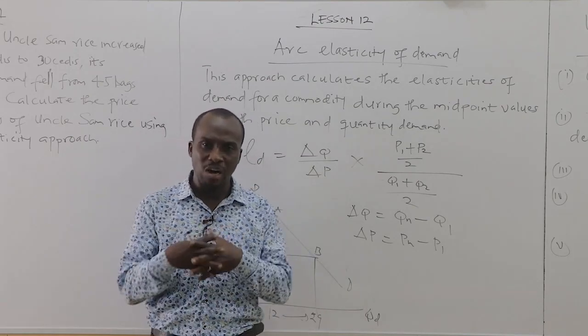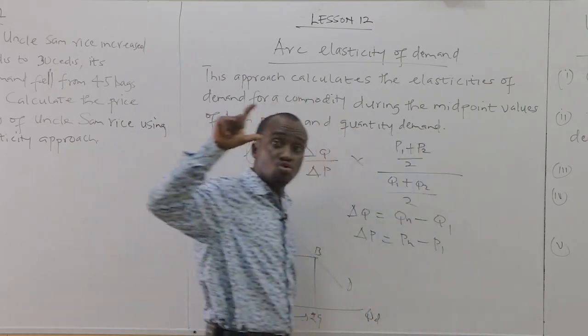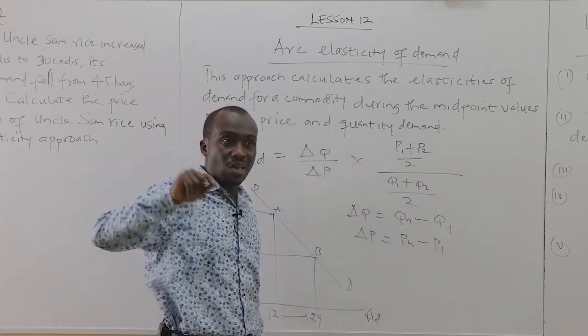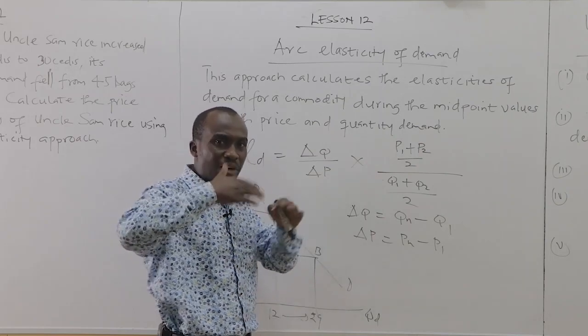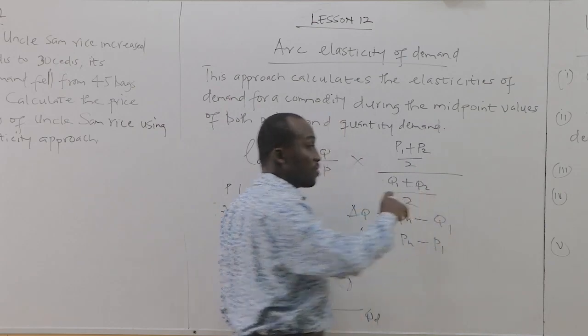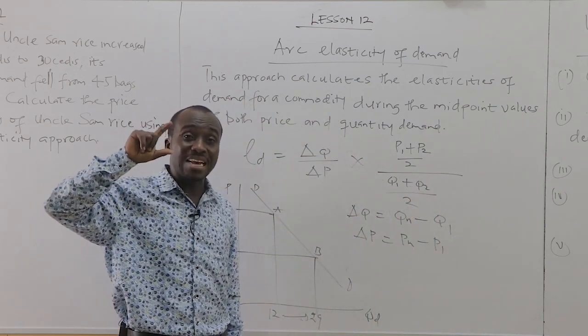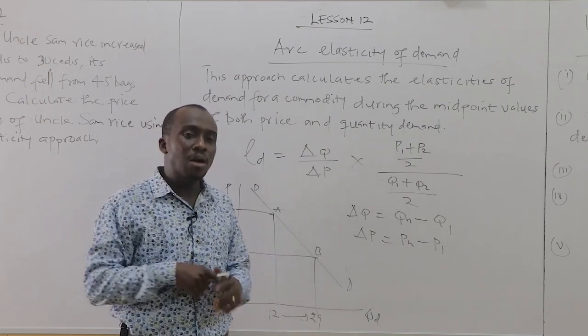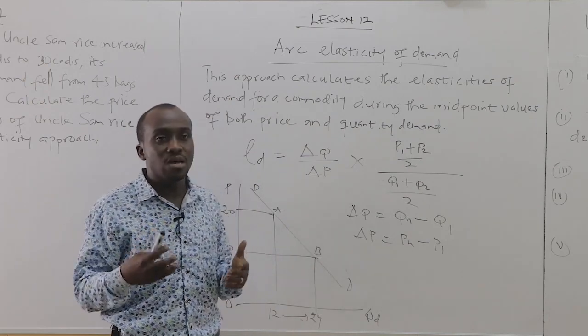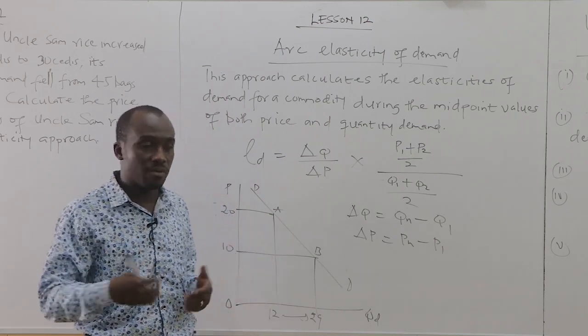So they saw that the midpoint would solve that problem, because it will give you one value for the two prices, so that you don't get different values when you change the figures. In the same way here, it gives you one value for quantity 1 and quantity 2, so that you don't get different values. That was the idea. In most exams, the point elasticity is what they use. Arc elasticity is hardly used unless the question specifies.